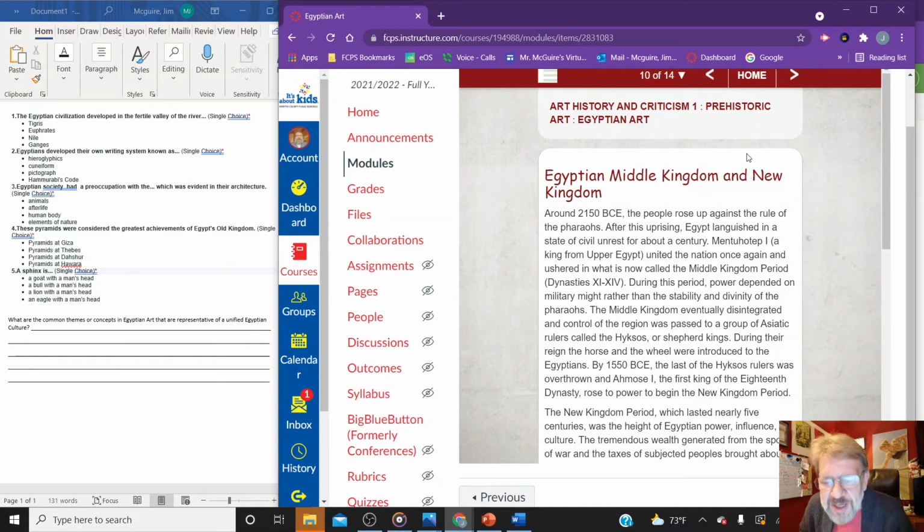Middle Kingdom and New Kingdom. Around 2150 BCE, the people rose up against the rule of the pharaohs. After this uprising, Egypt languished in a state of civil unrest for about a century. Mentuhotep, a king from Upper Egypt, united the nation once again and ushered in what is now called the Middle Kingdom period.